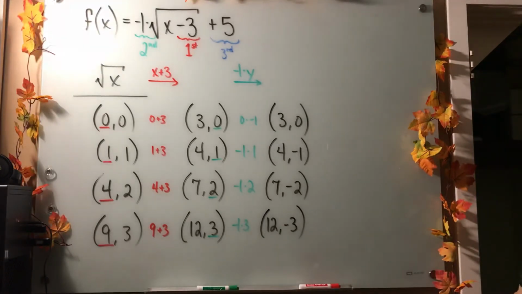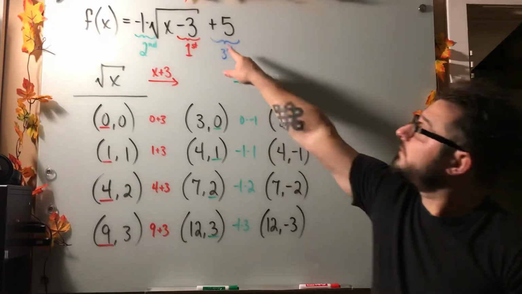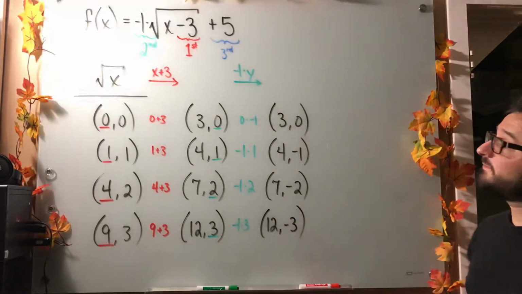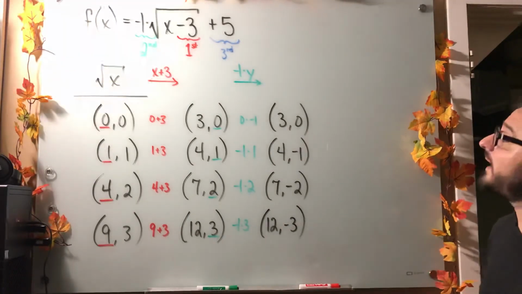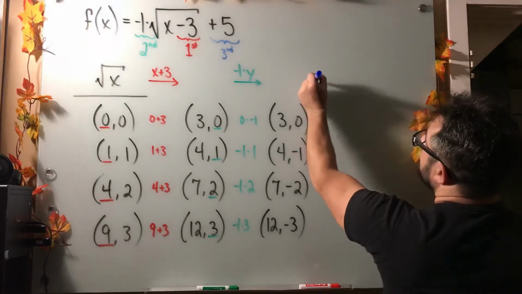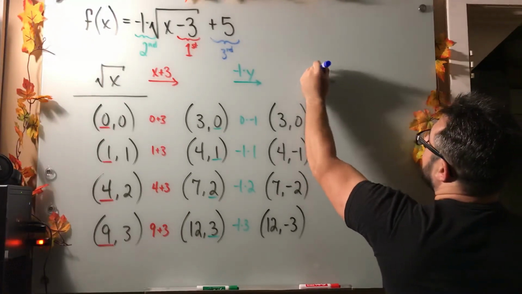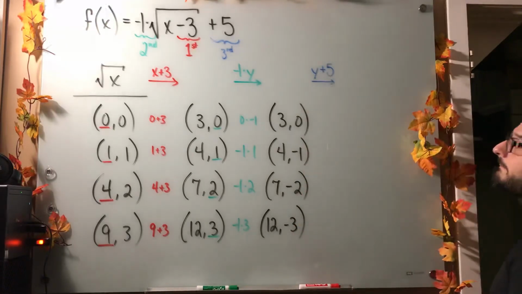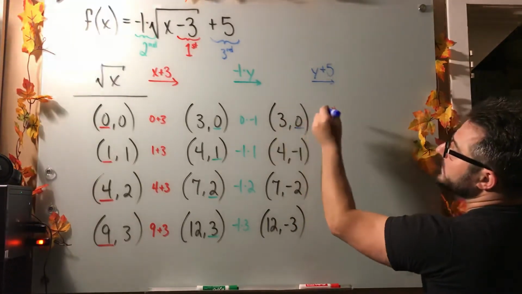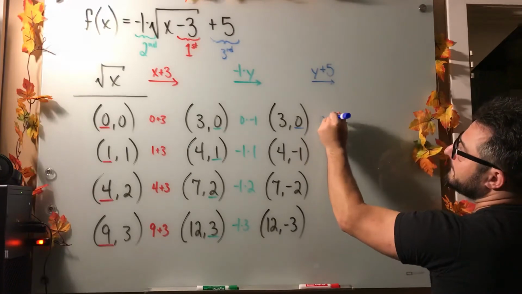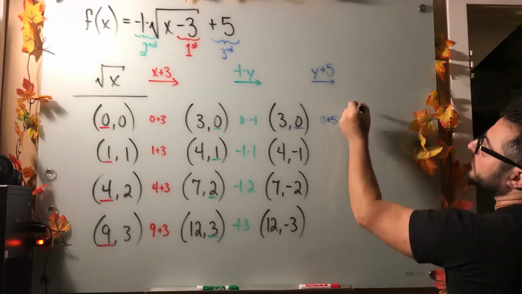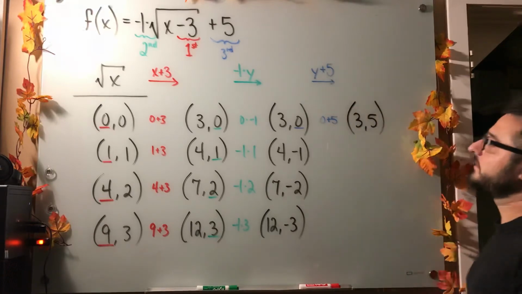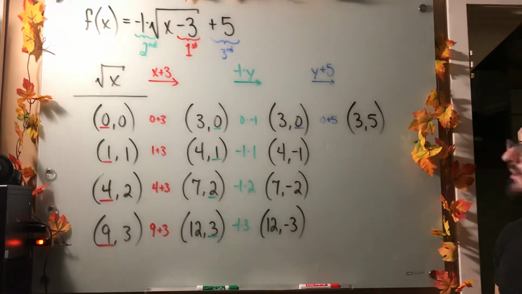We have one last operation then, the addition of 5, which we classified as a vertical shift, up 5. So, we're going to take our y coordinates and add 5 to each of them. The y coordinate of 0, when we add 5 to it, becomes a y coordinate of 5. The x coordinate is unaffected by this.